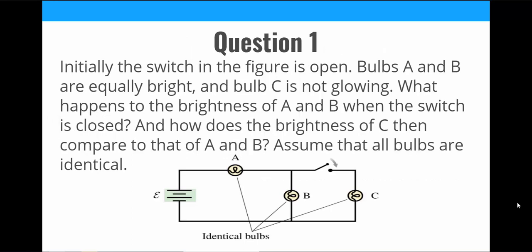Okay, so initially the switch in the figure is open. Bulbs A and B are equally bright, and bulb C is not glowing. What happens to the brightness of A and B when the switch is closed, and how does the brightness of C compare to that of A and B? Assume all bulbs are identical.